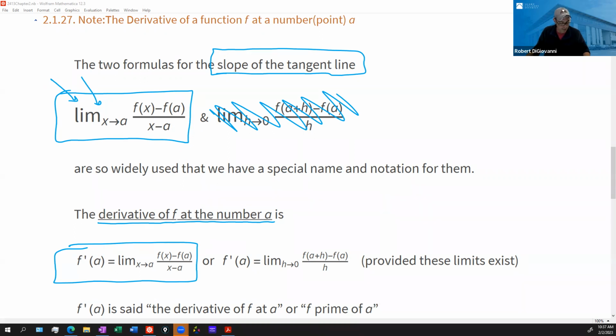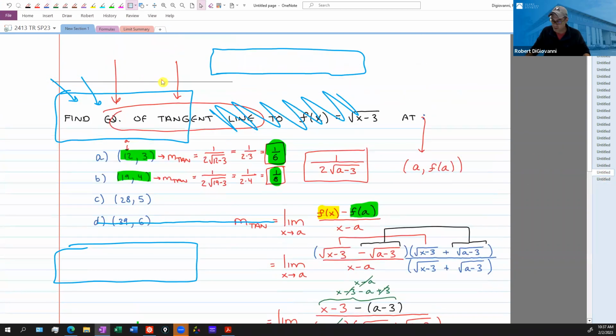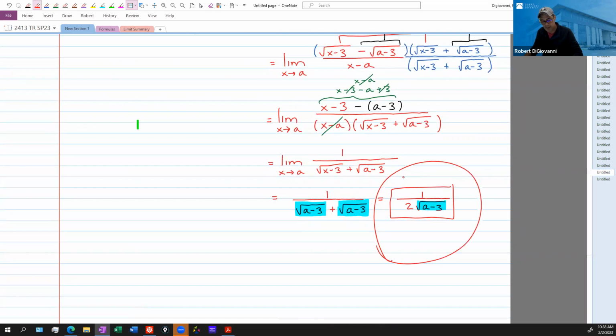So let me go back to the example we did. We're going to get more practice with this language, but what I'm saying is this: this right here is the derivative, f prime, of that function at a. In the previous example, if I asked you, what is the derivative of this function at a, your answer would be that right there. The derivative of a function at a is simply the slope of the tangent line at some arbitrary point a.